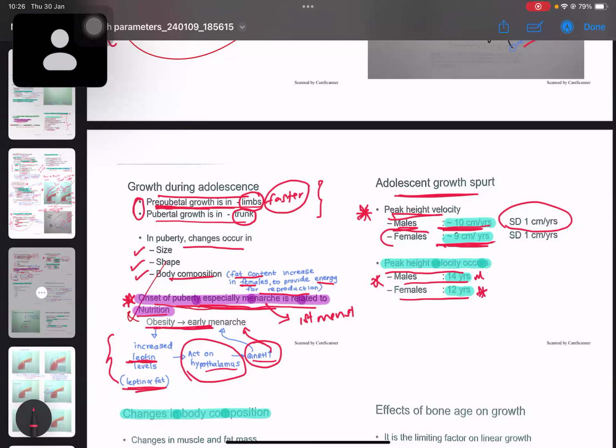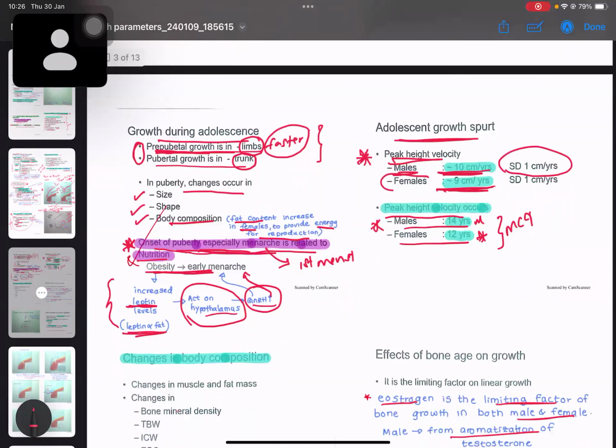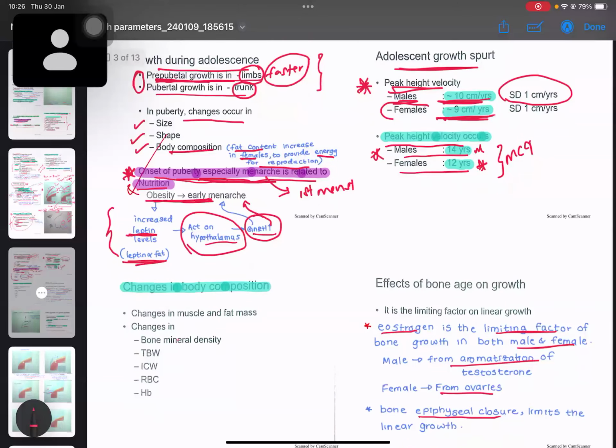Because in your school days, you might have seen that boys are shorter than girls before grade 7 or 8, and after grade 9, grade 10, suddenly they catch up in height, and the boys become very tall. So that's the thing mentioned here. This is also an MCQ point. For males, 14 years, and for females, 12 years, the peak height velocity.